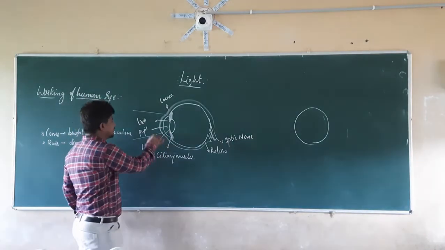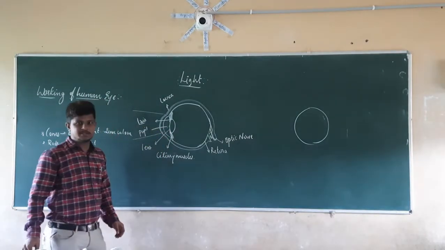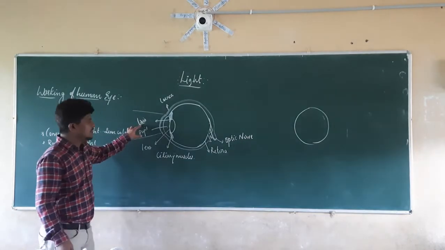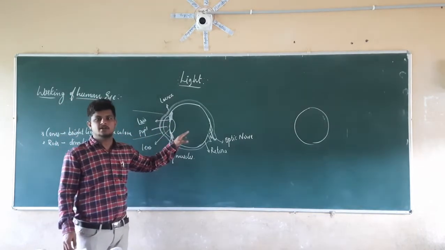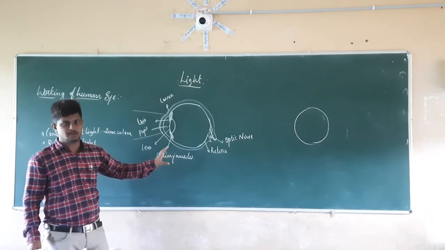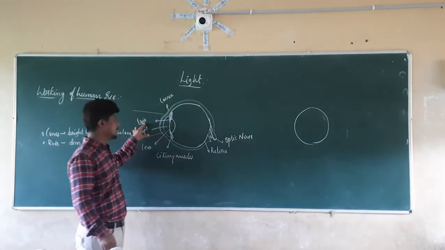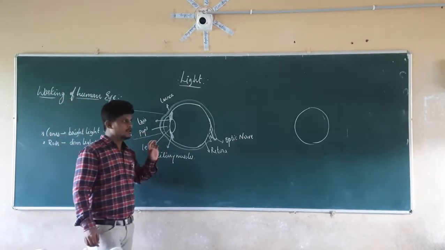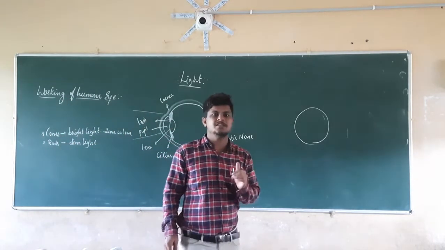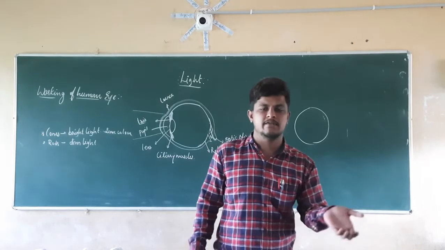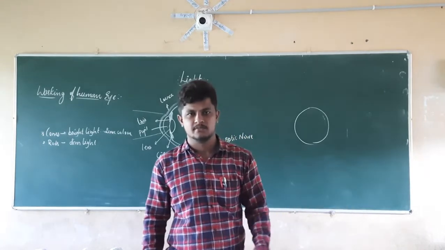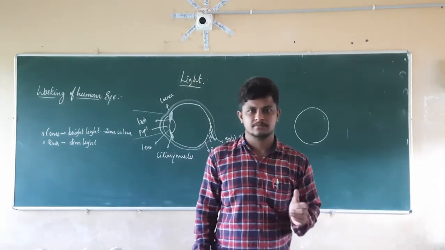It is going to control the size of the pupil. By controlling the size of the pupil, it controls the amount of light ray which enters into our eyes. Now what happens to the pupil? How does the pupil control the amount of light entering our eyes? Let us take an example here.